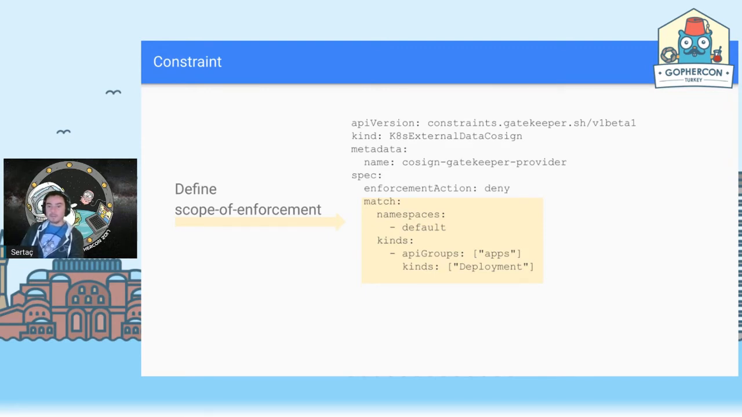And then the next piece is the constraint that we want to apply for our constraint templates. So here we have the constraint of the kind K8sExternalDataCosign as defined from the constraint template in the previous slide. And here an admin can define the scope of enforcement and only apply this. So this one says basically only apply this rule against the Kubernetes Deployment kind in the apps API group and in the default namespace. We don't have parameters in this example, but a cluster admin can also pass in parameters in a constraint to the constraint template.